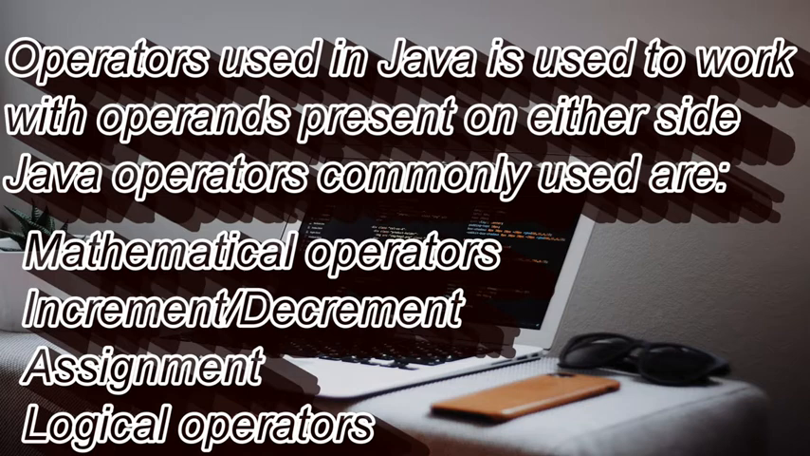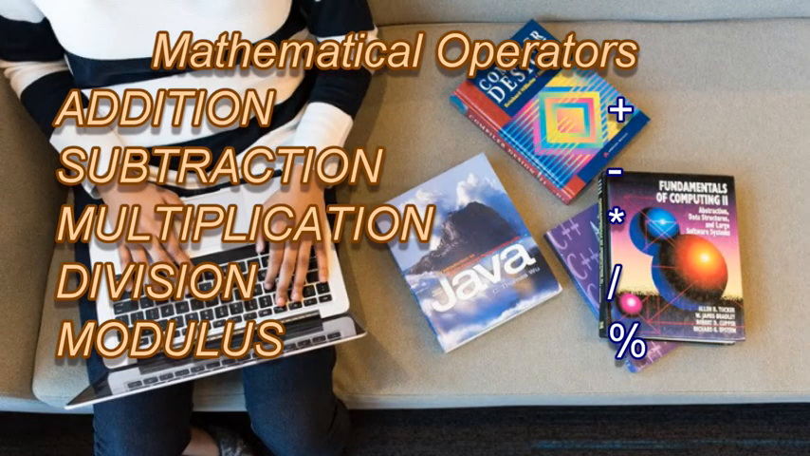Suppose I'm writing a plus b. In this case a and b are the two operands of the operator, and the operator over here is plus. When we are talking about operators in Java, we have various types of operators. We have mathematical operators, and we also have logical operators. One kind of operator that we have is the mathematical operators.